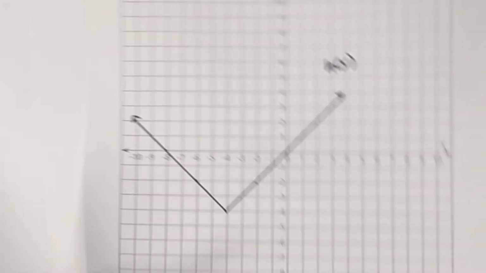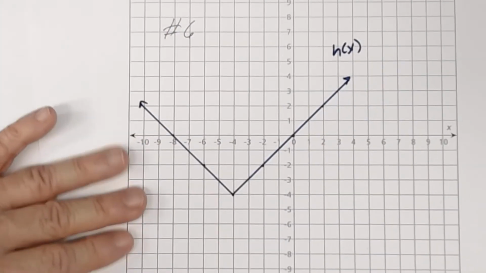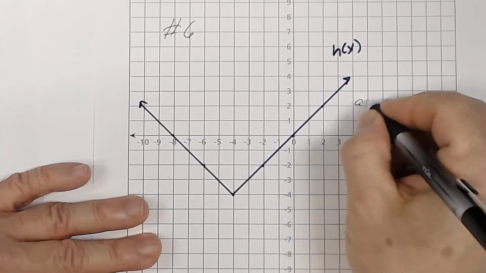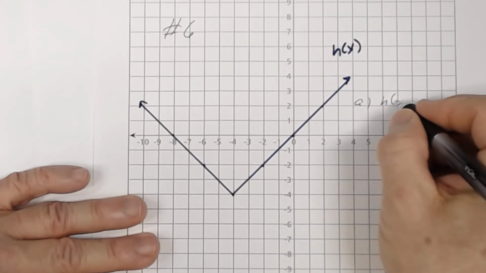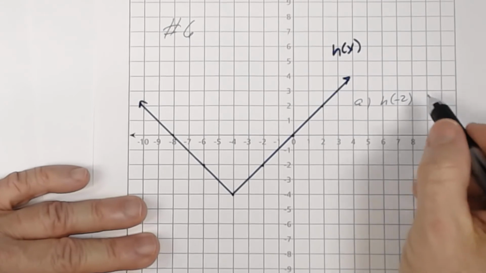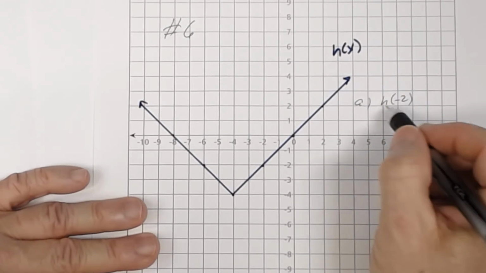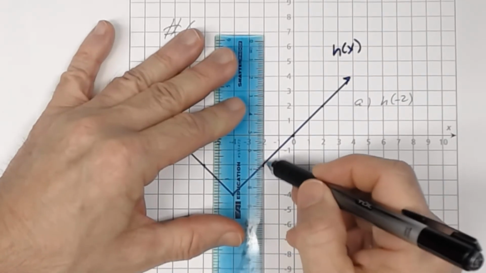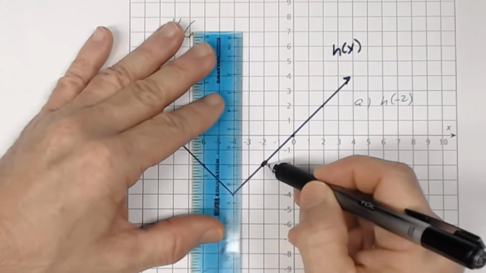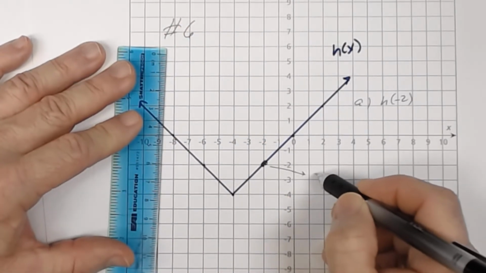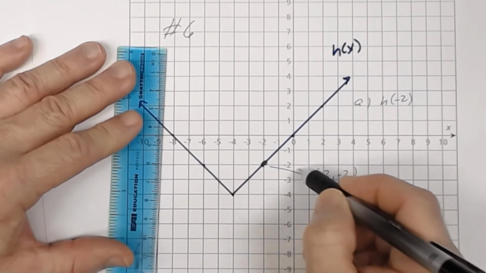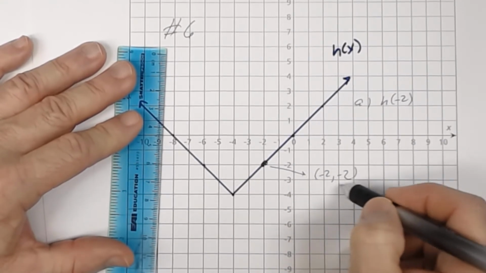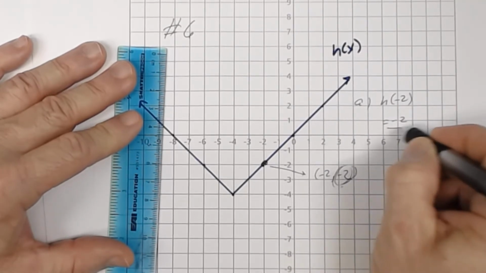All right, let's look at number 6. Let's suppose we had this graph. So we had h of x. So in part A, let's suppose that you want to find h of, let's say, negative 2. H of negative 2. Now remember what that means. That means what is the y value when x is negative 2? So here's where x is negative 2 on the x-axis. So x negative 2, there's your point. Use your ruler if you have to. There's the point right here. So label it if you have to. So that point is negative 2, negative 2, right? And so therefore, when x is negative 2, my y value is negative 2. So the answer is negative 2.